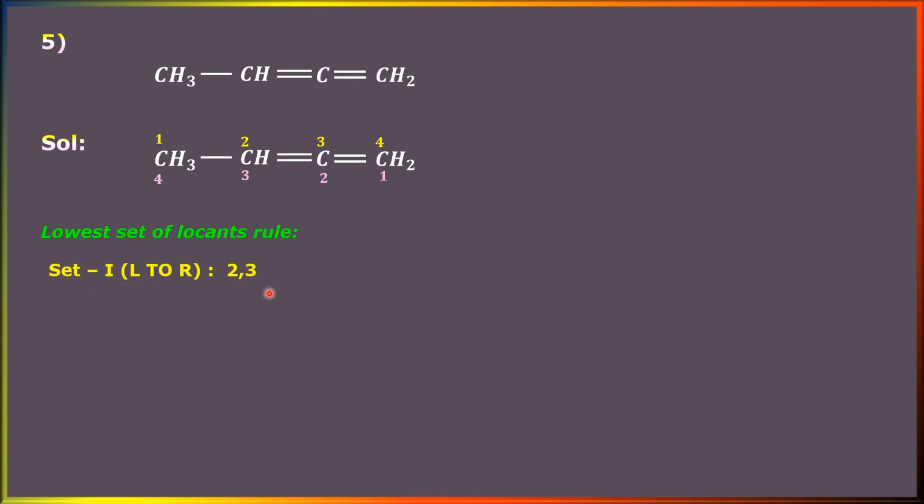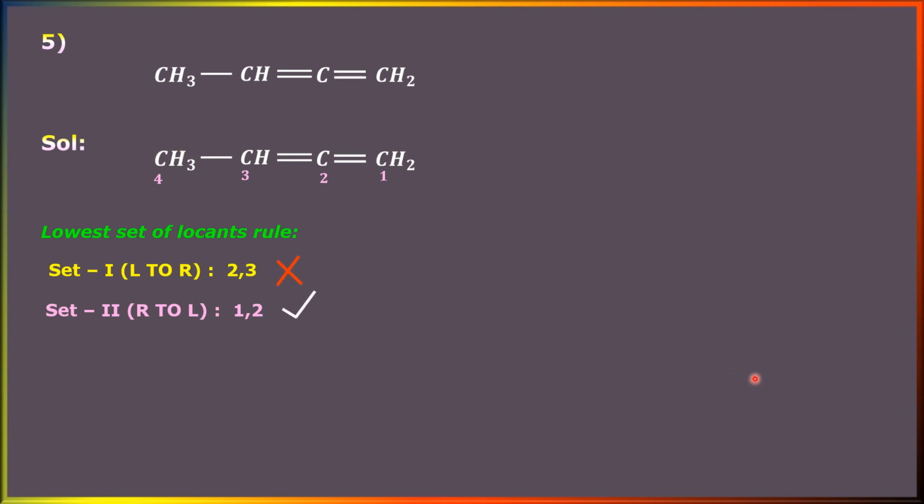Set 1 locants are from left to right. Second and third carbon atoms are bearing the double bonds. From right to left, first and second carbon atoms are bearing the double bonds. Now we have to compare these two sets of locants term by term. If you compare the first terms, at the first point of difference 1 is less than 2, then you need not compare the remaining terms. That means numbering from right to left is the right way of numbering, whereas the numbering from left to right is the wrong way of numbering.